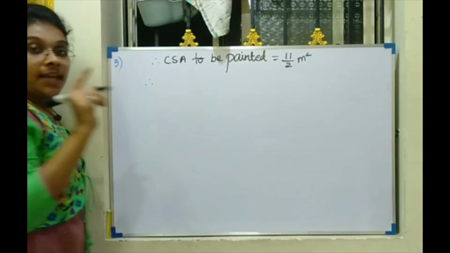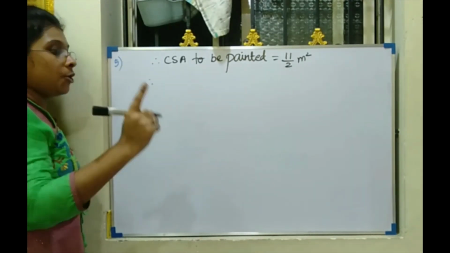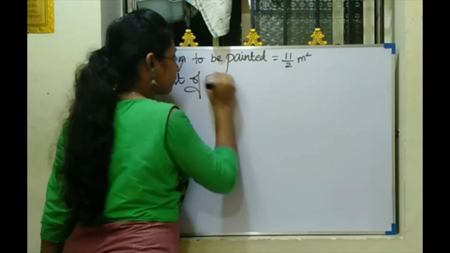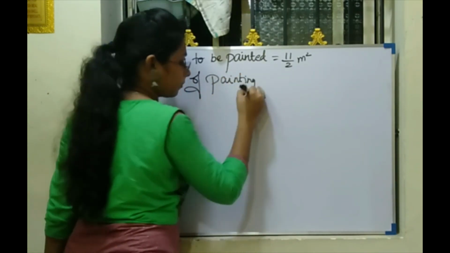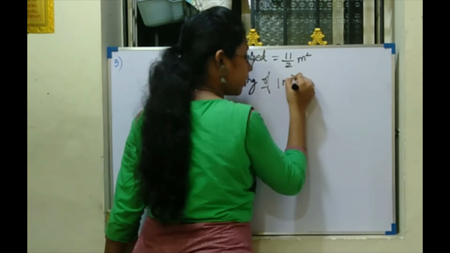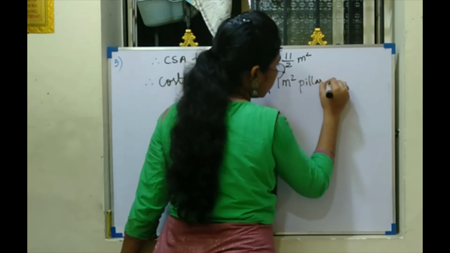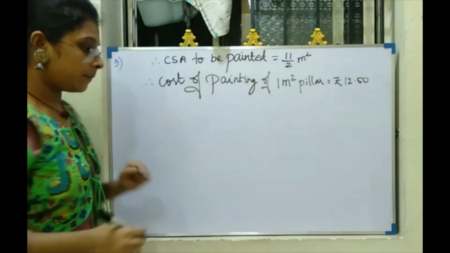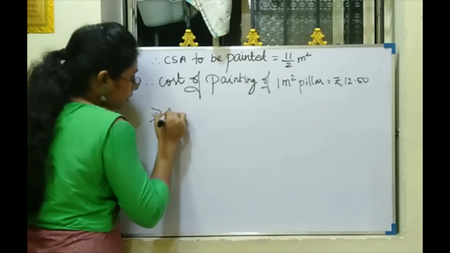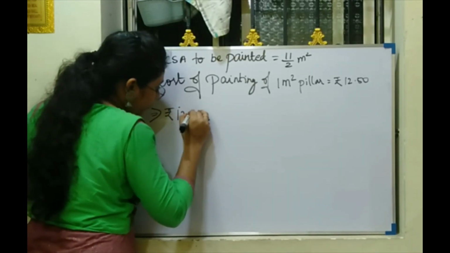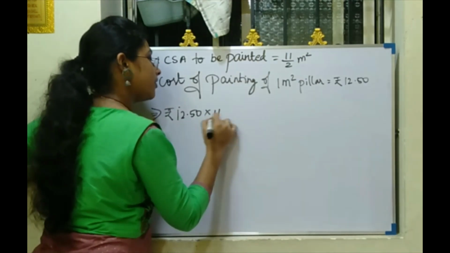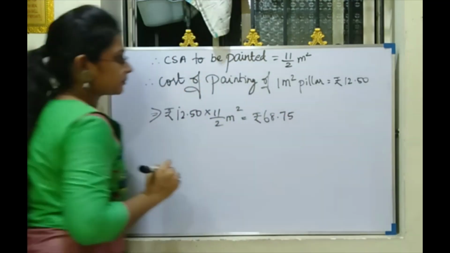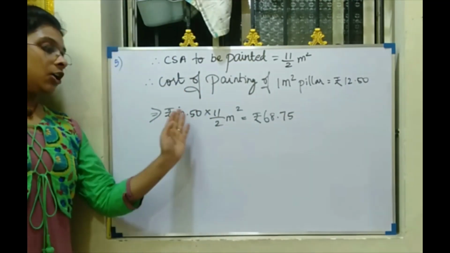For the cost, in the question they have given the cost of painting 1 meter square is equal to 12.5 rupees. That is, the cost of painting 1 meter square is rupees 12.50. Then how much will it cost for 11 by 2 meter square? So therefore the total cost will be rupees 12.50 into the total area, that is 11 by 2 meter square, which is equal to rupees 68.75. So this is how much it costs to paint the pillar.